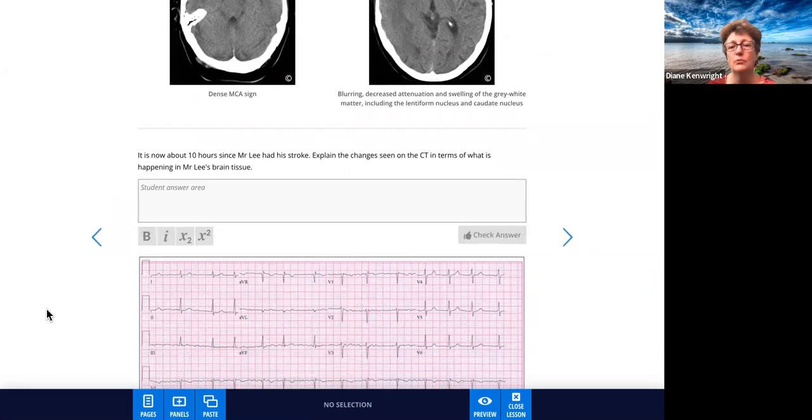All right, so what's happening in his brain tissue? So we're going to think about the natural history of stroke. The first thing that happens with stroke is edema. So the blood vessels are also involved in the stroke. They become leaky and they leak out fluid. And it's only after about 24 hours that we see the first cellular changes. So this will all be due to edema.